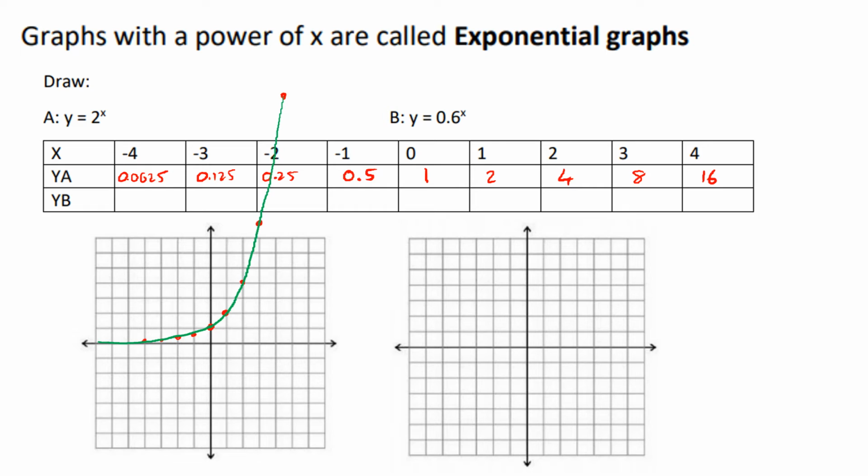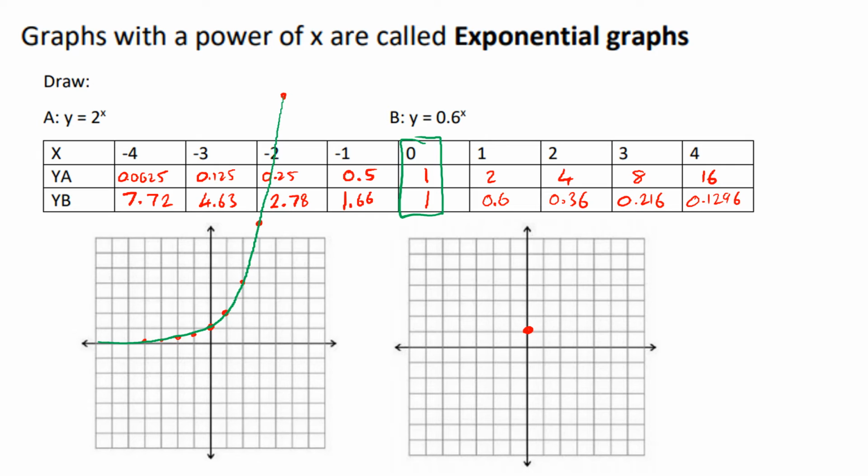Okay, try the same thing with 0.6 to the x. I'll come back once you've had a go in 3, 2, 1. So those are the values that I got. Now the only thing I'll point out is that they always have this in common, that when you have a power of 0, you're obviously always going to get an answer of 1.